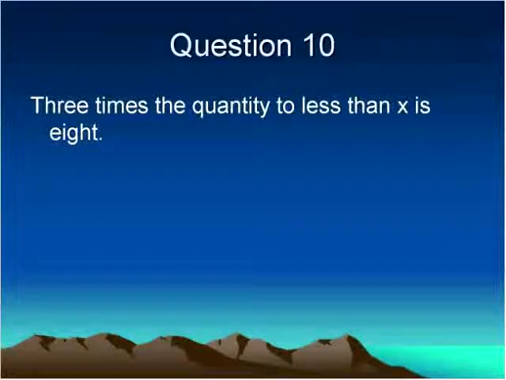Let's go on to our first question from page 20. This is question number 10. It says, 3 times the quantity 2 less than x is 8. That's a little bit better. There we go. 3 times the quantity 2 less than x is 8. When you see the quantity, what that's going to translate into is parentheses.